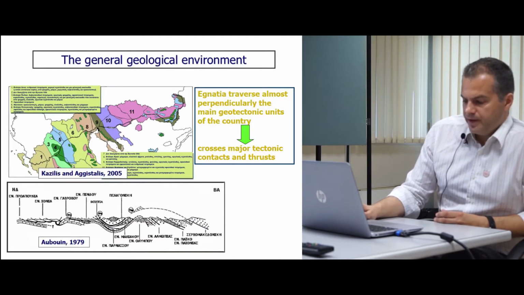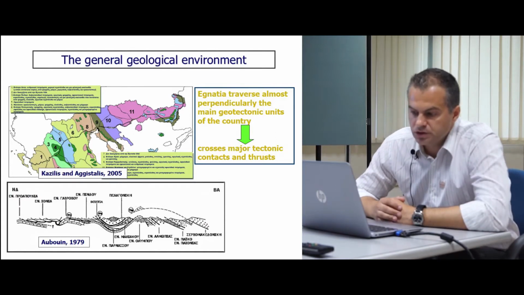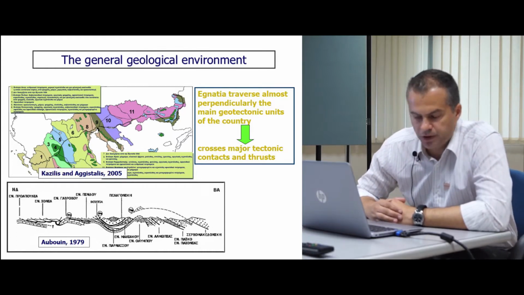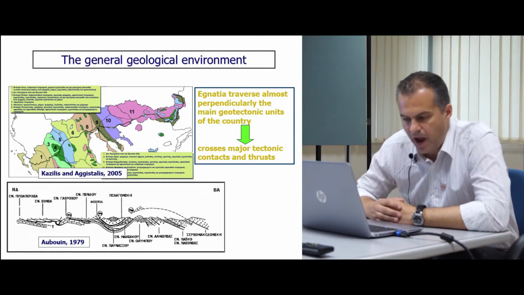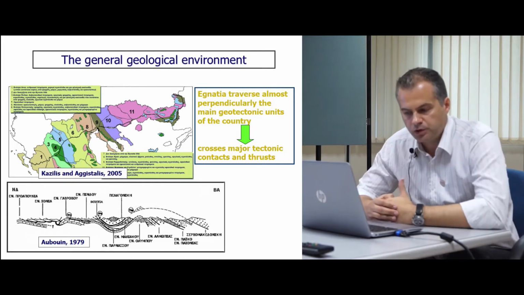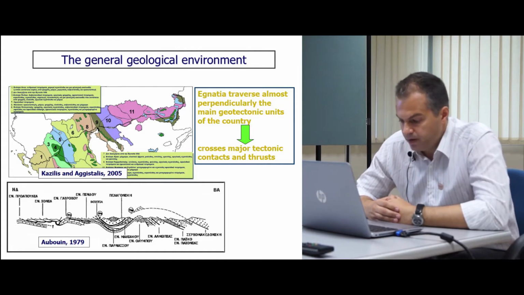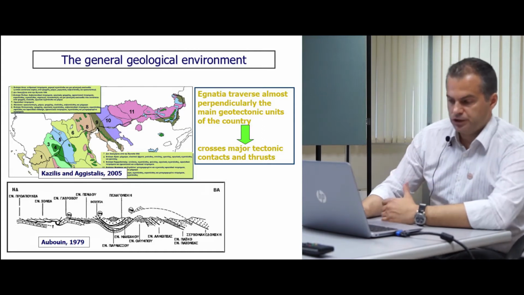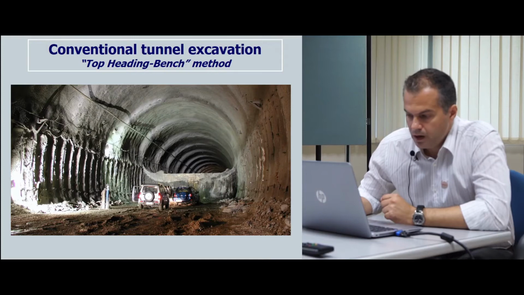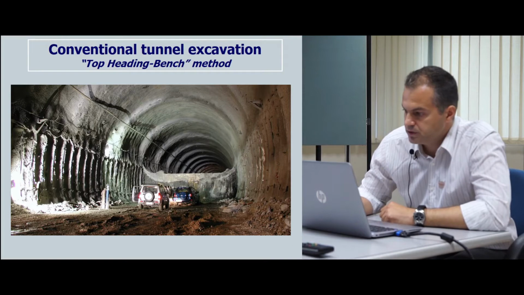We were very lucky because this highway crossed, almost perpendicularly, almost all our geotectonic units. So we have a great variety of rocks and conditions, overburden, in situ conditions, groundwater conditions, and tectonic zones. So we had a large range of geological conditions to explore. A nice photo from this conventional tunneling with the top heading and bench method.